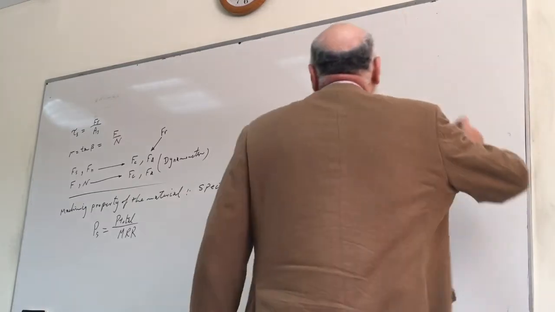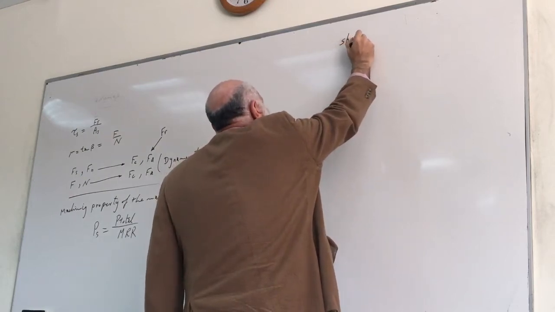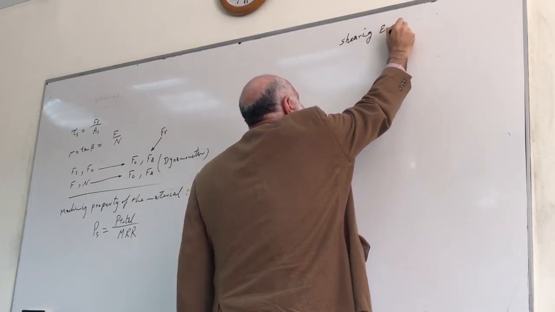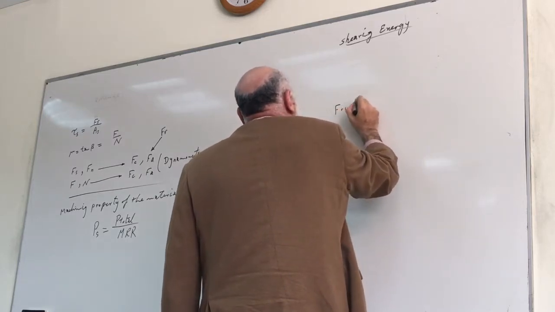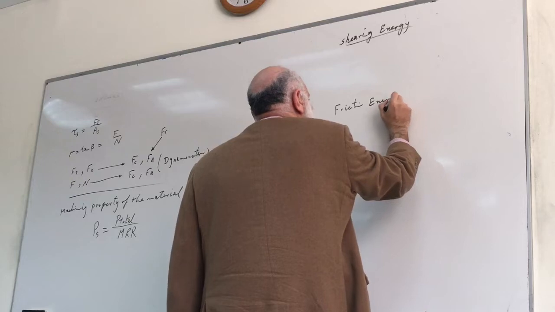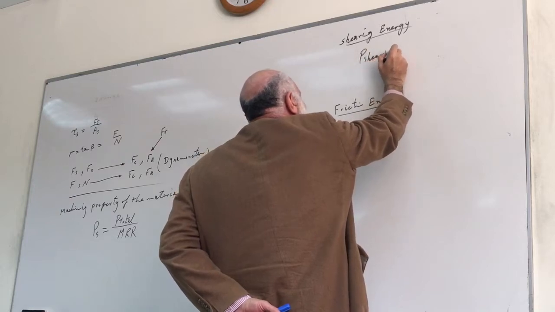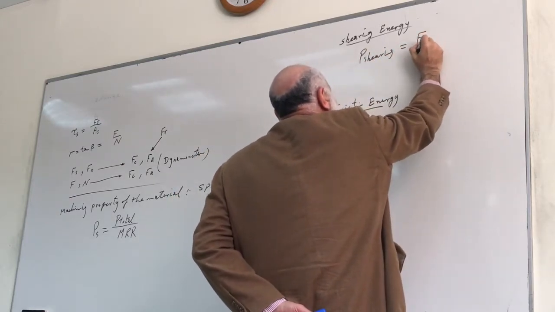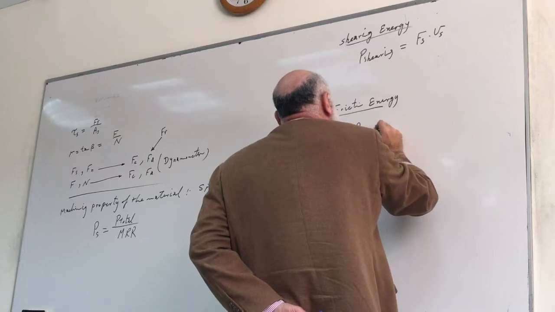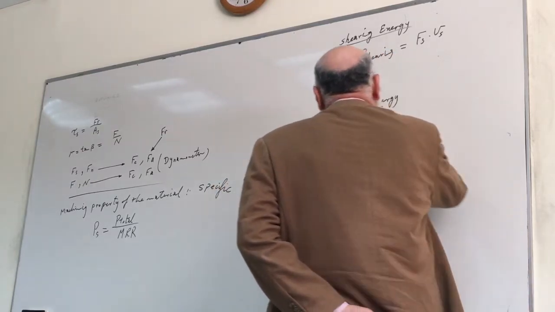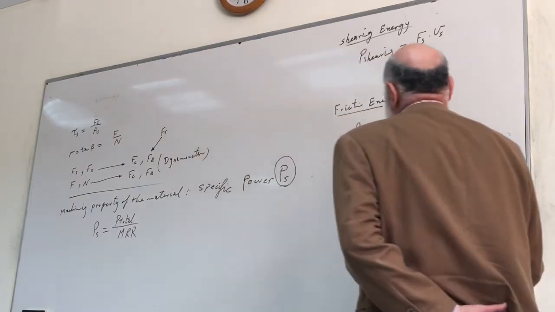Now, how to calculate the shearing energy dissipated along the shear plane, and the friction energy? To get the shearing energy, P shearing equals the shearing force multiplied by the shearing velocity. And the friction energy dissipated in friction along the tool face equals the friction force multiplied by the chip flow velocity.